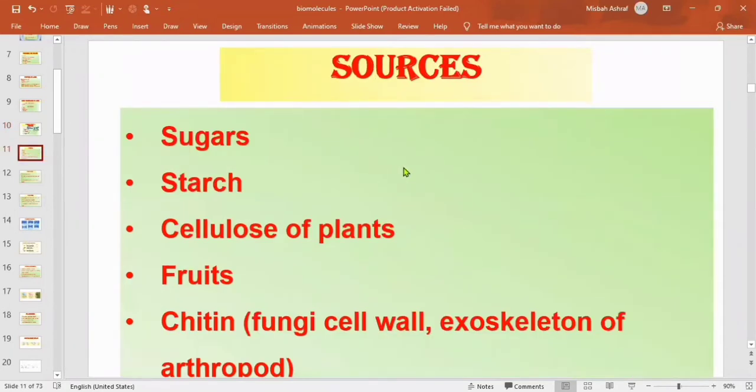Next are sources of the carbohydrates. There are many sources from which we can obtain carbohydrates. The major sources are the sugars. They are the major component of the sugars.